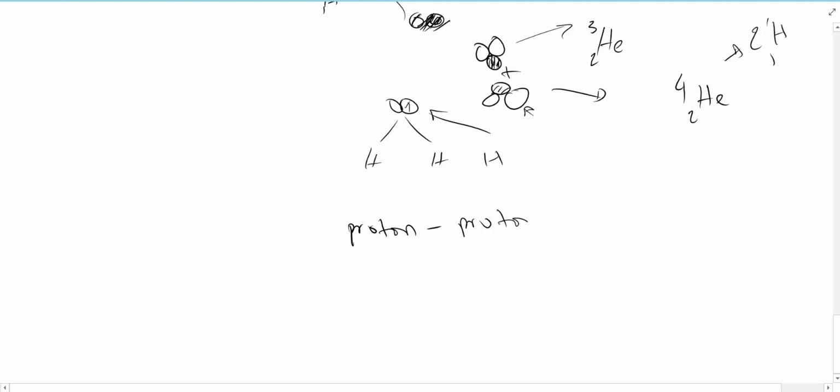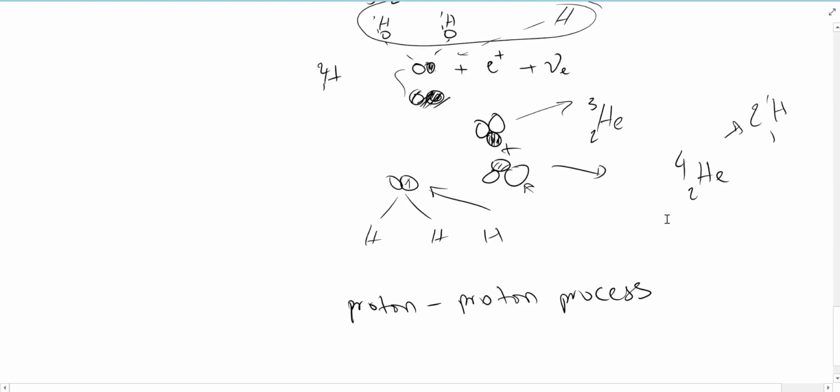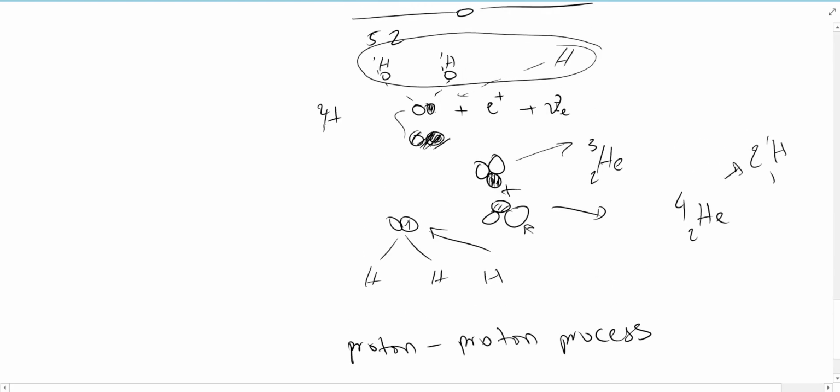This process is called the proton-proton process, and this is actually the main process of how neutrinos are produced, because each one of them will produce a neutrino. So on this side we're going to get a neutrino, from this side we're going to get a neutrino. So each time we're going to make a hydrogen atom. What happened to this guy in here?